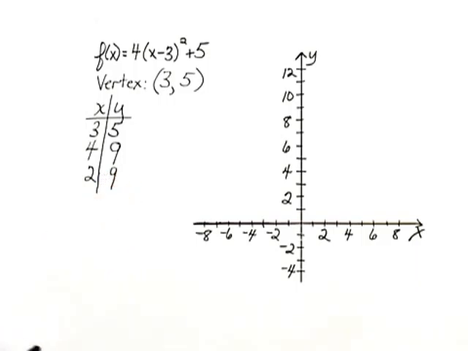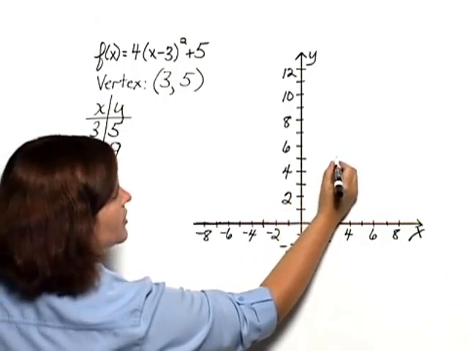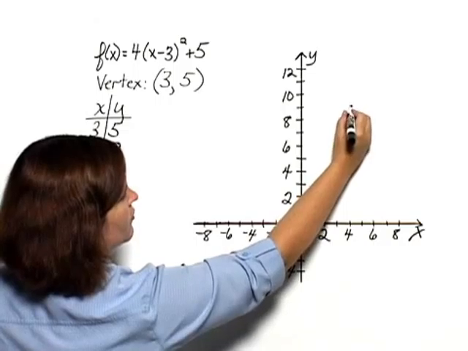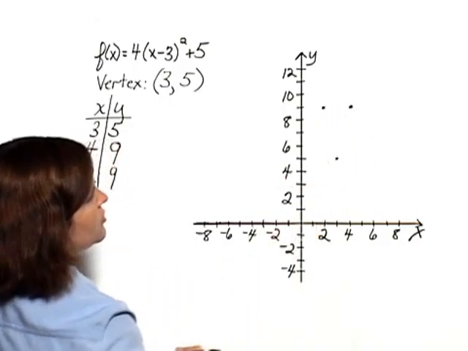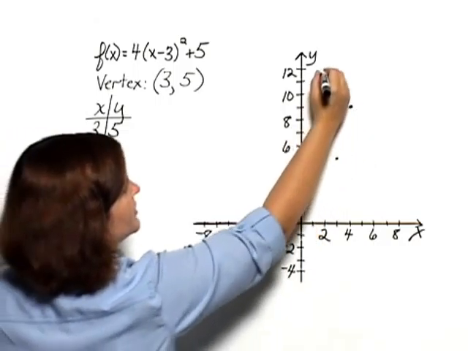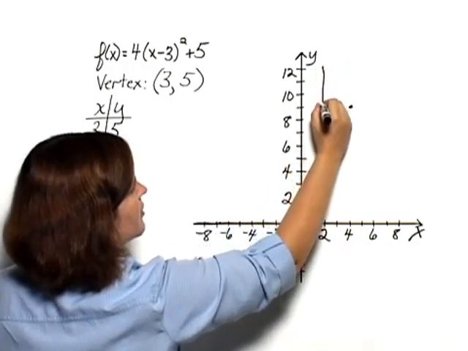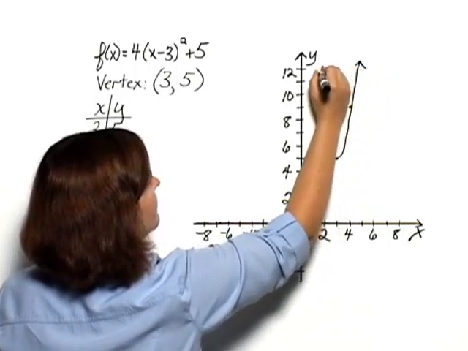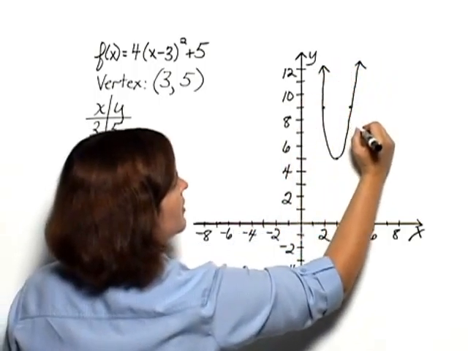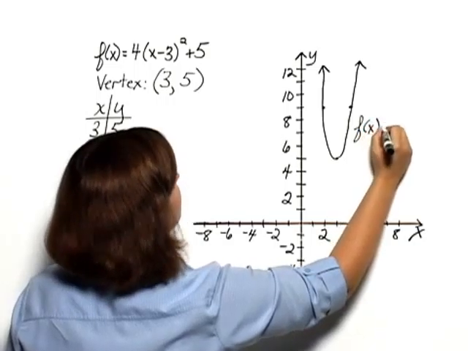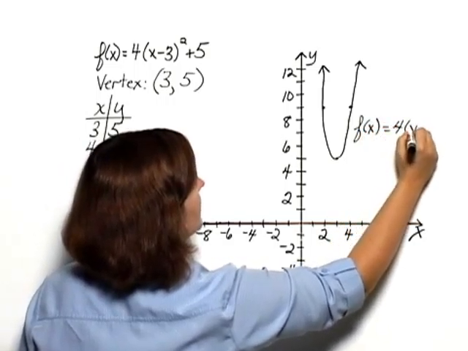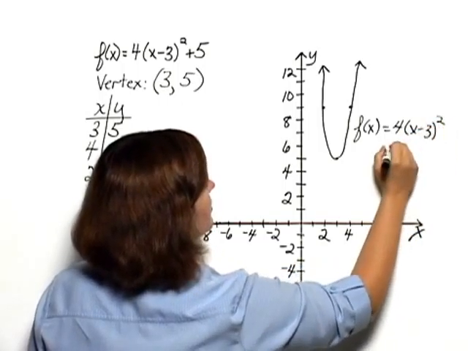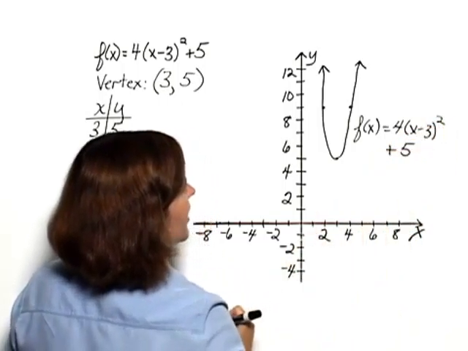That gives us 3 points on the graph, which will give us a pretty good idea of how to draw the parabola. That's (3, 5), (4, 9), and (2, 9). And then we sketch the parabola and label it. F of x equals 4 times (x minus 3) squared plus 5.